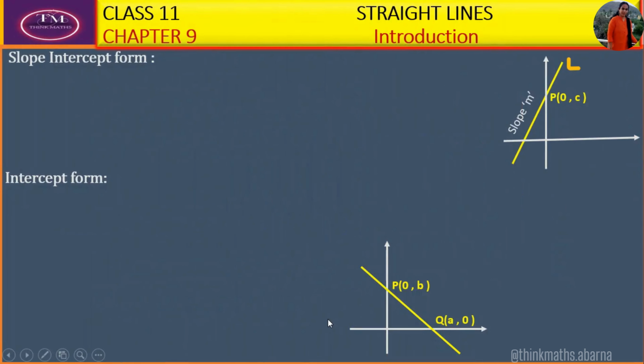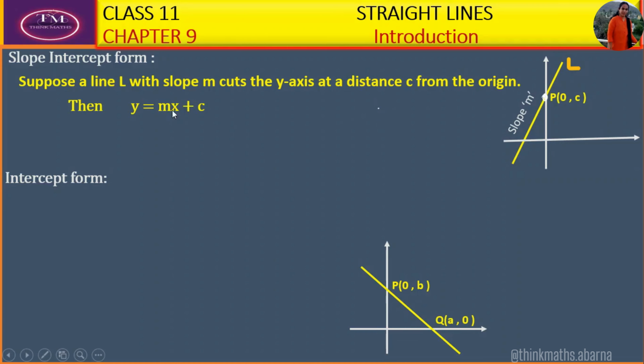Next one is the slope-intercept form. Suppose the line L intercepts the y-axis at C. So this point P will be (0, C). If the point is on the y-axis, the x coordinate will be 0, so we can assume the y coordinate as C. Then you can find the equation of the line by y equals mx plus c, where m is the slope of the line and c is the point where the line cuts the y-axis.